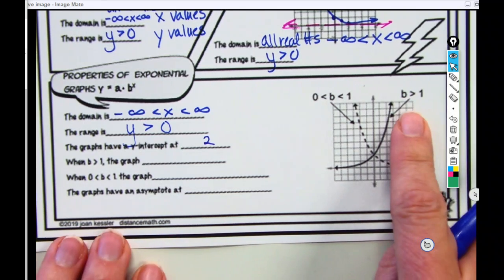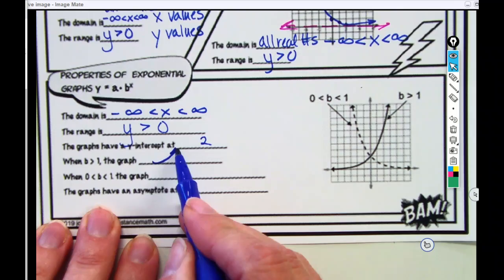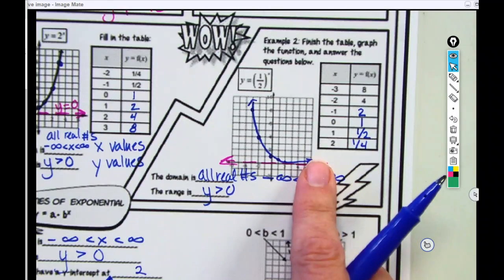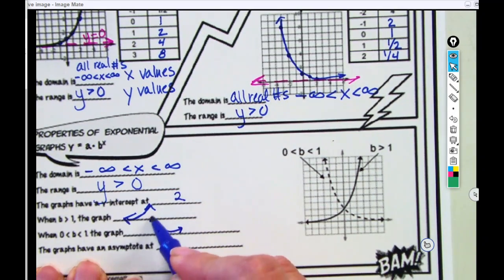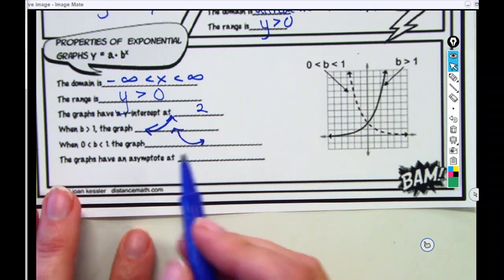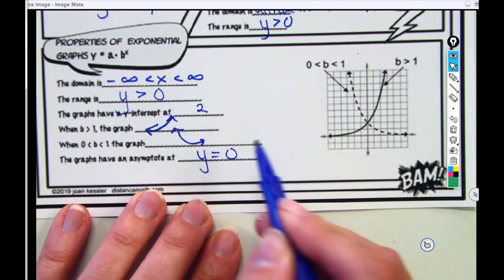Okay, when b is greater than 1, which way does my function go? This way. When b was a fraction, what happened to it over here? It went up on the left. And where do these have asymptotes? Near 0. Yeah, y equals 0.